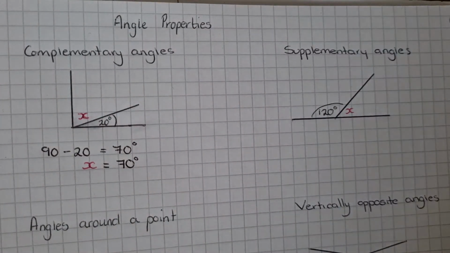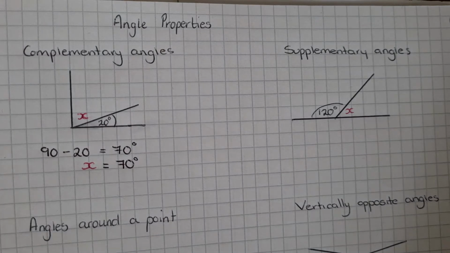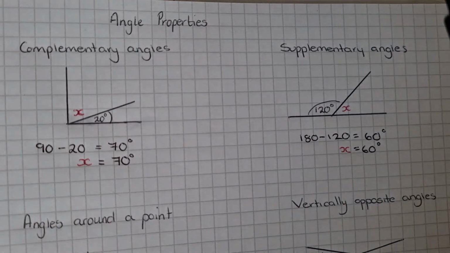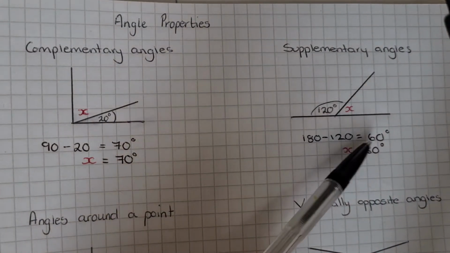So all you do is 180 take away the known angle. So 180 take away 120, which is 60. So the missing angle is 60 degrees.